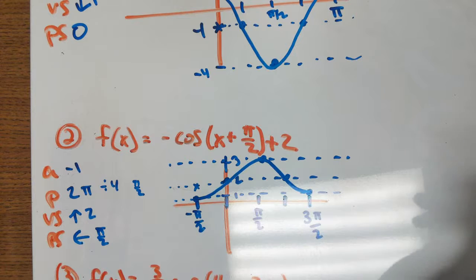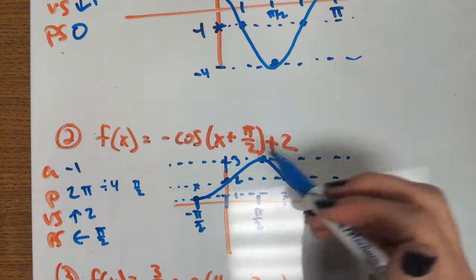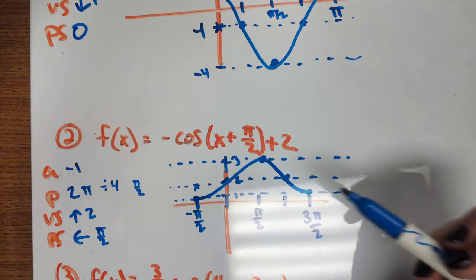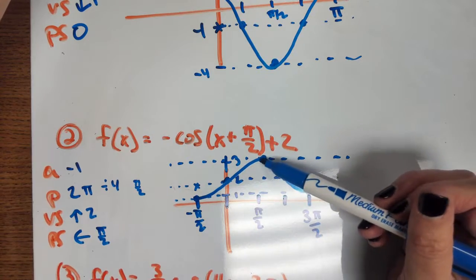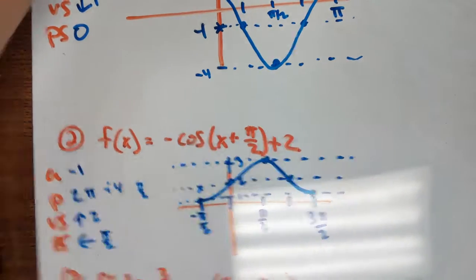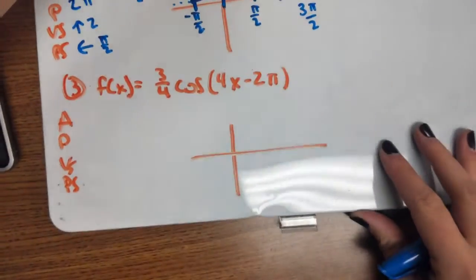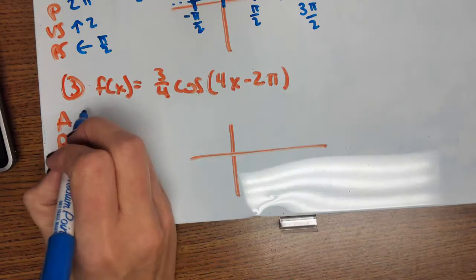So be very careful with the negatives. Be careful with making sure that you go all the way to those extremes. That's one common mistake, is people don't go all the way up here. They want to put their dot on the new x-axis. And then the last one is a little bit different.